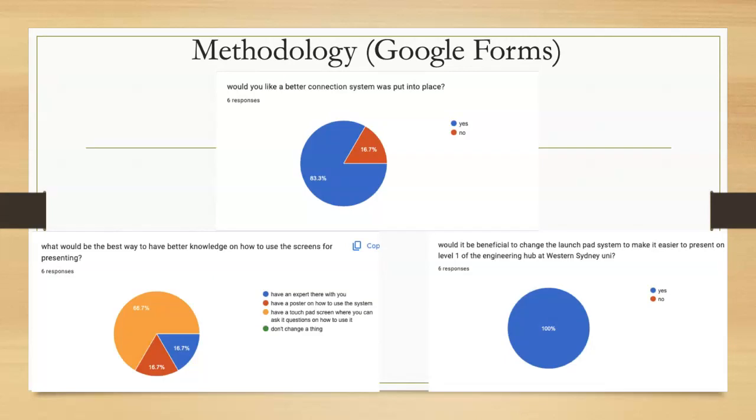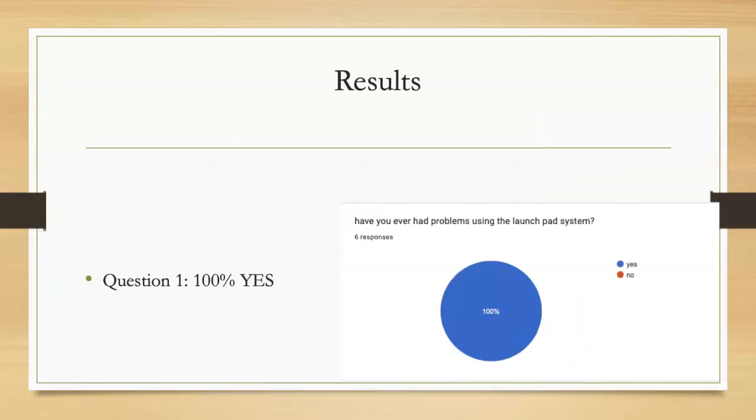For the last 3 questions, I asked, would you like a better connection system put into place, to conclude if they did indeed not like the current connection system put in place? The next question I used was, what would be the best way to have a better knowledge of how to use the screens for presenting, and to have some feedback on what would be the best course of path? And my final question was how it would be beneficial to change the Launchpad system to make it easier to present on Level 1 of the Engineering Hub at Western Sydney Uni, to finalise my data collection.